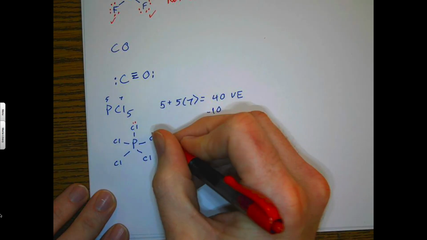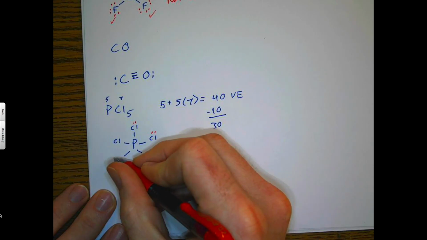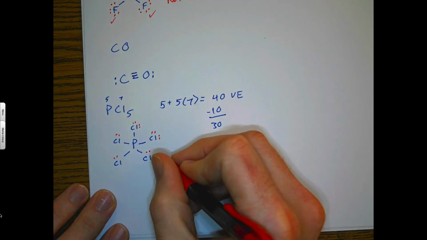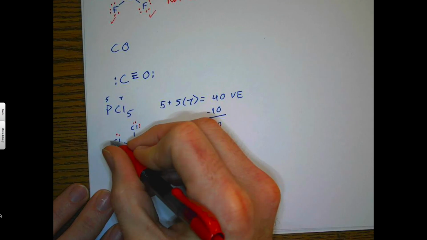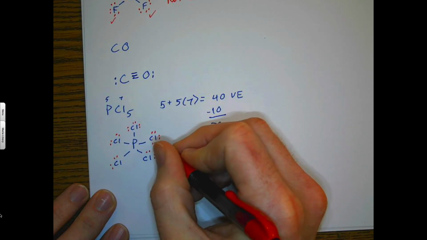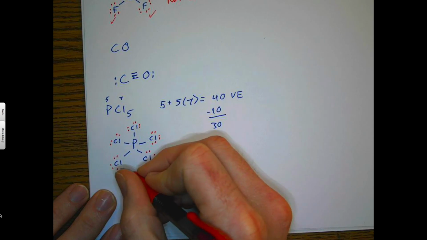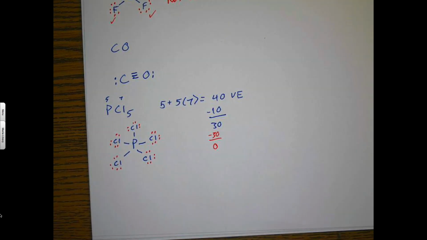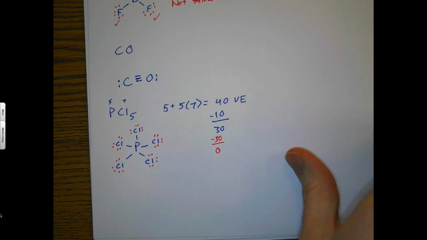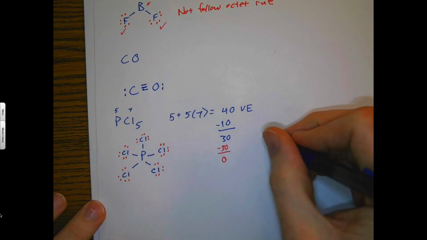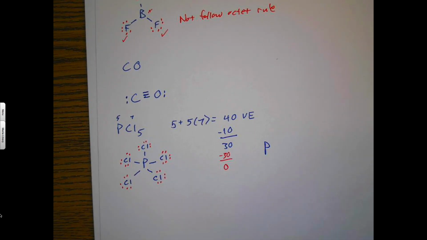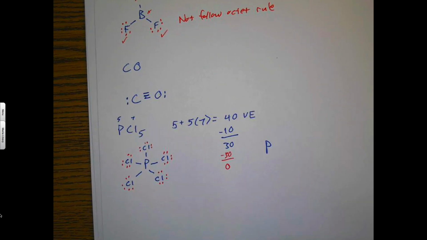So 1, 2, 3, 4, 5, 6, 7, 8, 9, 10, 11, 12, 13, 14, 15, 16, 17, 18, 19, 20, 21, 22, 23, 24, 25, 26, 27, 28, 29, 30. So that is what phosphorus pentachloride looks like. Very cool. It does not follow the octet rule. It's one of those things that just takes practice. But PCl5 will look like that.